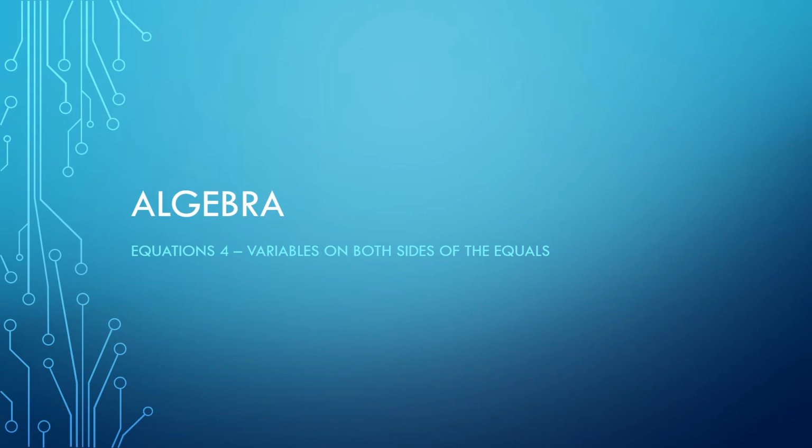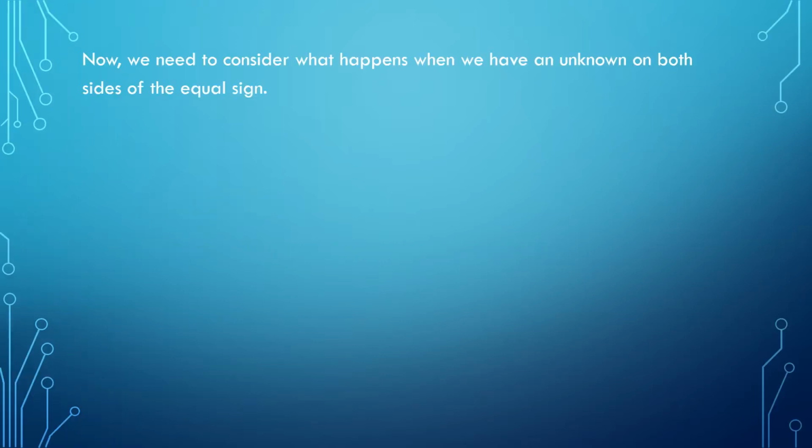Okay, so here in our fourth installment, we're going to look at what happens when we have variables on both sides of the equal sign. Remember, variable is just the term that we use when we're referring to the lettery bit. So what is going to happen when we've got an unknown on both sides of the equal sign? For example, 3x plus 1 equals x plus 7.